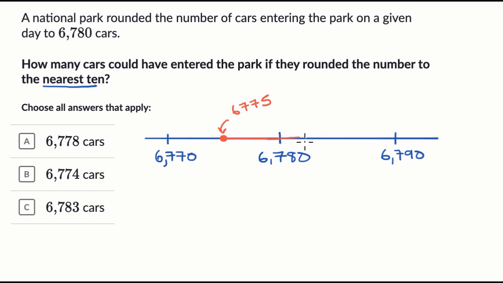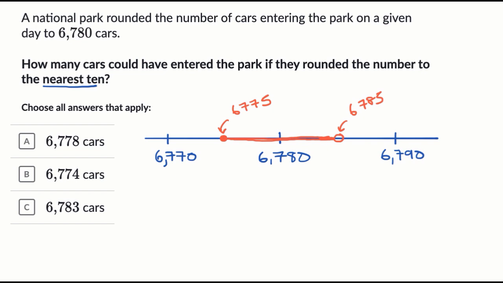And that's going to be true all the way up to, but not including, and let me put an open circle here, this right over here is 6,785. So 6,785 would round up to 6,790. But if you're right below that, even just a little bit below, you would round down to 6,780. So let's look at these choices and think about which of these are on this orange part of the number line.